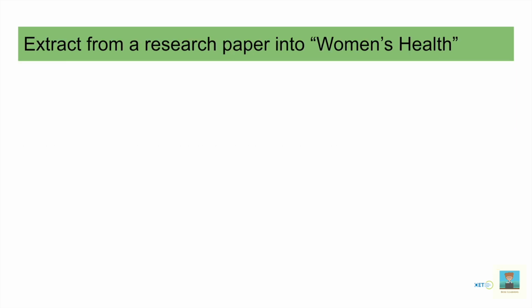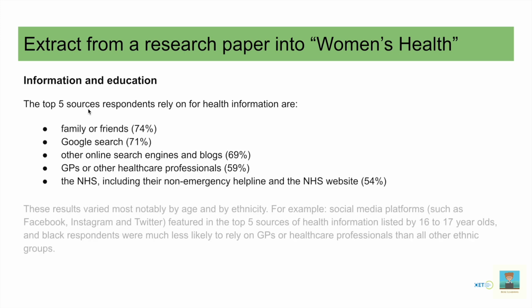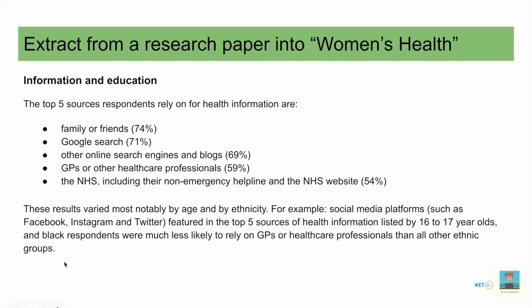Okay, last question coming up. This time it's an extract from a research paper into women's health. Okay, and this is all about information and education. The top 5 sources respondents rely on for their health information are. So we've got a survey and we've got some resources here. Who do they rely on? We've got all this information here and a little bit more information down here. So what does this extract explain? The extract explains that. Have a look through, try and answer in your own words, and then we'll look at the options.